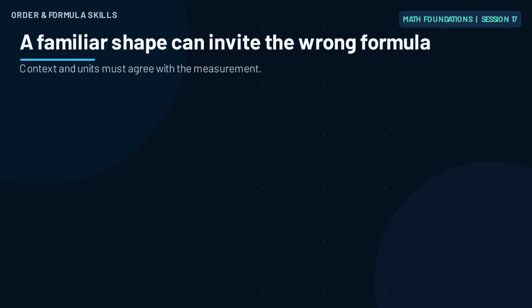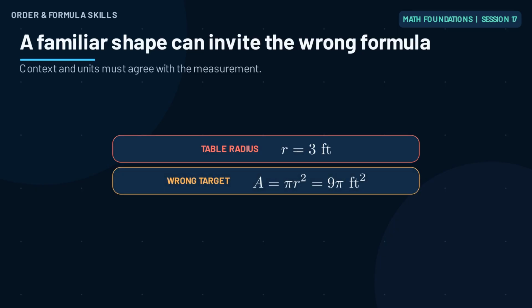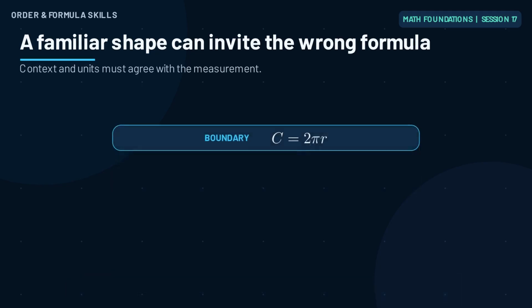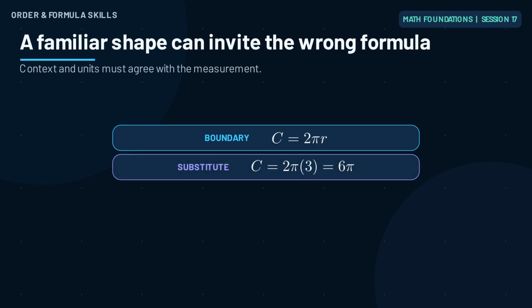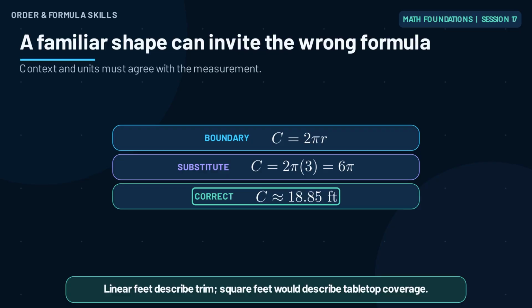A familiar shape can tempt you toward the wrong measurement. A circular table has radius 3 feet, and the question asks for trim around its edge. Using pi times radius squared would calculate the tabletop's area. The word around requests the circle's boundary, not its flat coverage. Choose circumference equals 2 pi radius. Substitute radius 3 to get 6 pi feet. The approximate boundary length is 18.85 feet. A linear unit confirms the corrected formula choice. Area would have square feet, which cannot describe trim length. Use context and units together to reject a tempting formula.